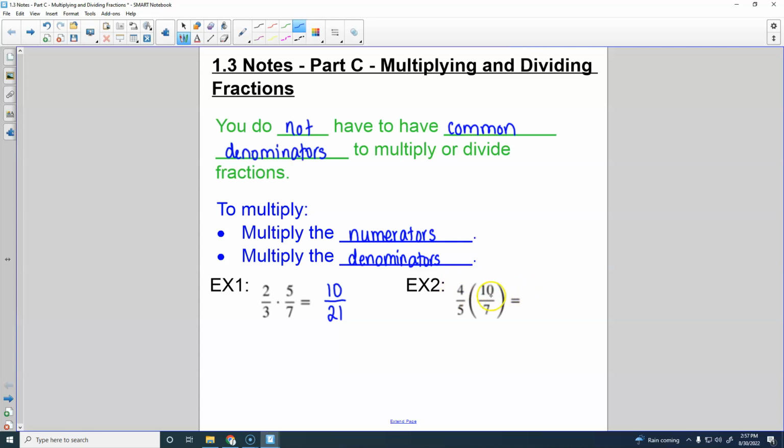For number 2, same thing. Multiply straight across. 4 times 10 is 40. 5 times 7 is 35. Now, in this case, is it possible to reduce? Yes. So what could I divide both of those by? 5. So if I divide by 5 on top and bottom, 40 divided by 5 is going to give me 8. 35 divided by 5 is 7, so I get 8/7. Okay, questions?